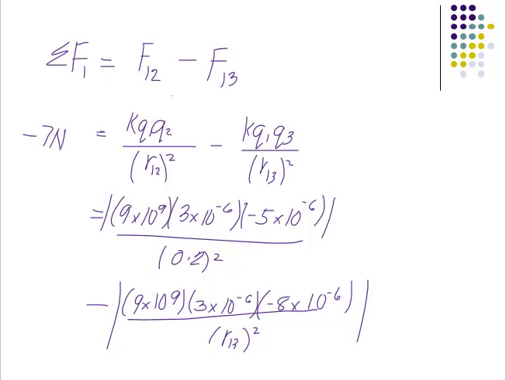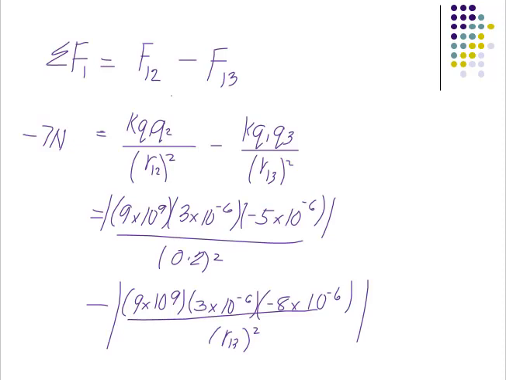Now let's evaluate the given. We have 9 times 10 to the 9 times 3 times 10 to the negative 6 times 5, or negative 5, but we get the absolute value later, times 10 to the negative 6, divided by 0.2 squared. So you now have here 3.375, or let's have 3.38. Okay, we now have an equation: negative 7 equals 3.38.